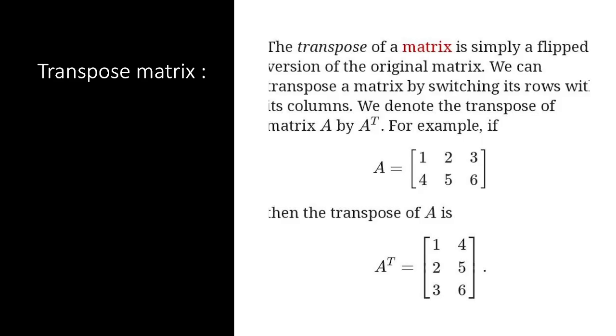Transpose matrix. The transpose of a matrix is simply a flipped version of the original matrix. We can transpose a matrix by switching its rows with its columns. We denote the transpose of matrix A by A transpose. For example, if A equals 1, 2, 3, 4, 5, 6, then the transpose of A, A transpose, equals 1, 4, 2, 5, 3, 6.